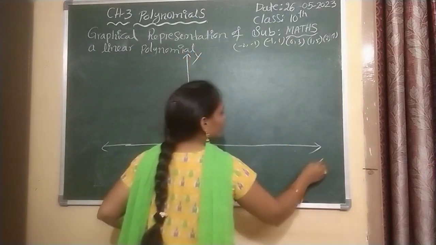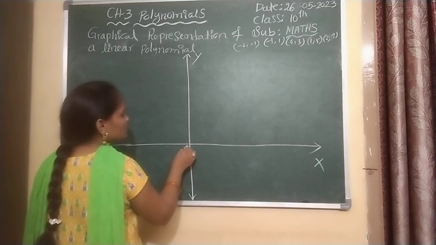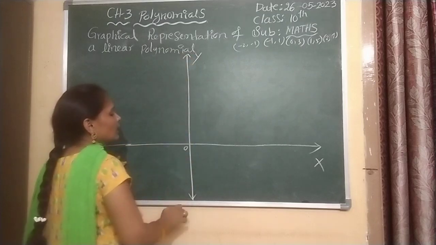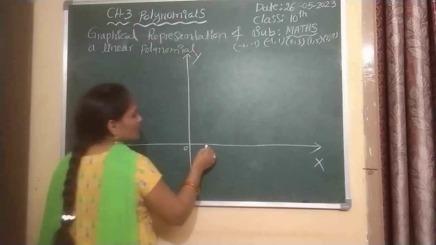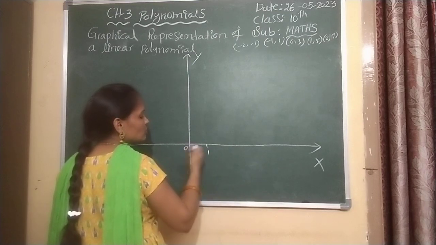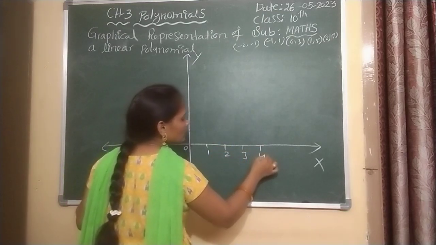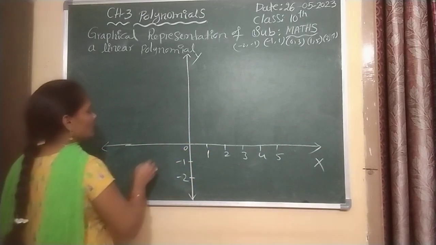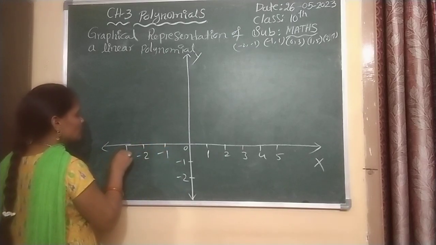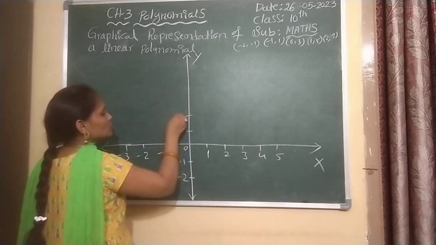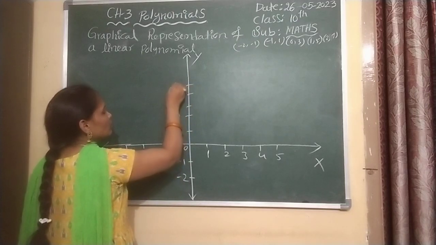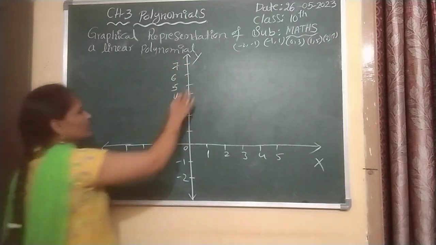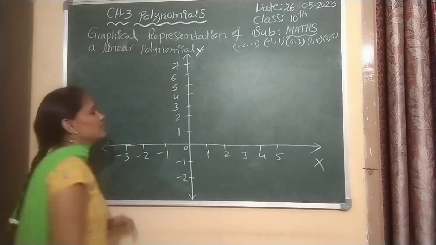Here y, here x. Okay, here 0. The horizontal line we always call the x-axis. The vertical line we always call the y-axis. Now, the right side of 0 always has positive values. Up to 5 is enough. Here minus 1, minus 2 is enough. Here minus 1, minus 2, minus 3. Here 1, 2, 3, 4, 5, 6, 7. The maximum is 7 only, so let it be 7. Right?